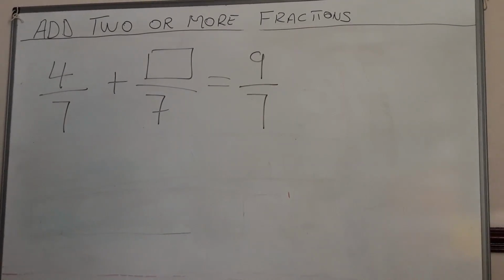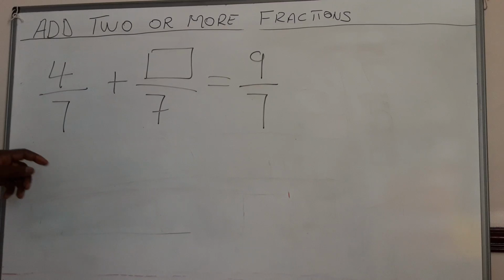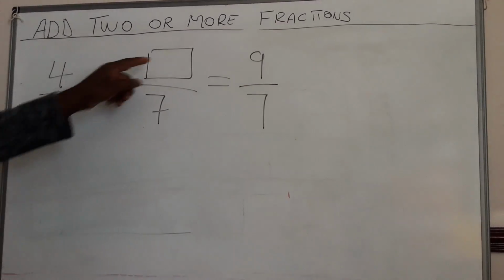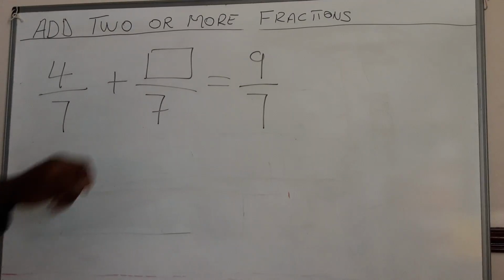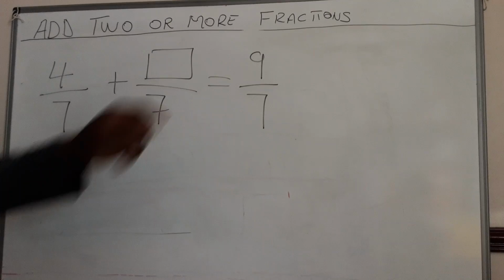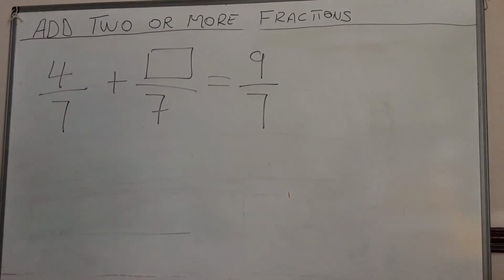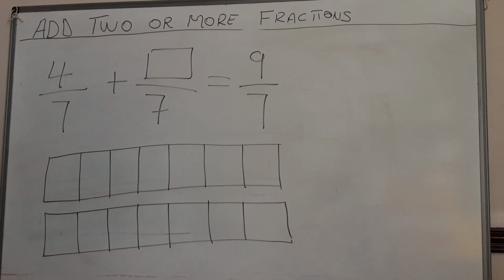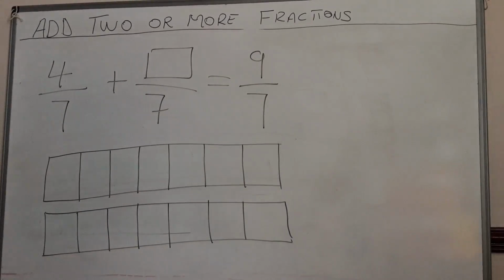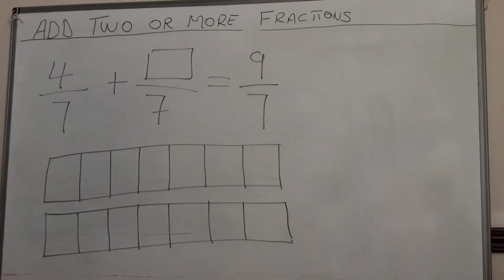Okay, so I've got this question for you, which I want you to have a go. Is 4 over 7 add a missing number over 7 equal to 9 over 7? I want you to pause this video and have a go at this. I hope you got the answer right. If you didn't get it, don't worry.